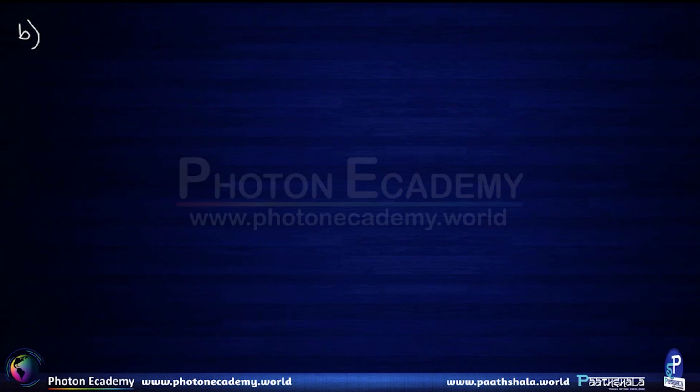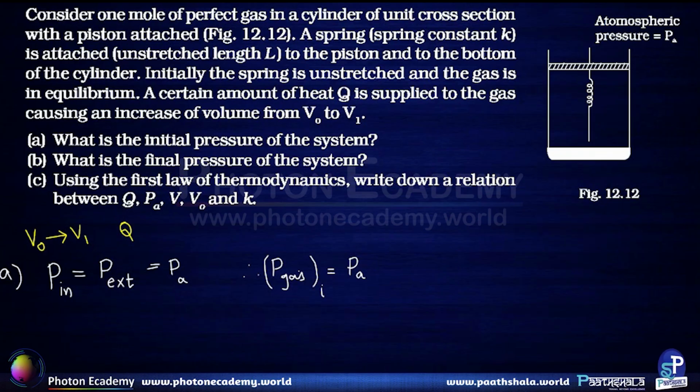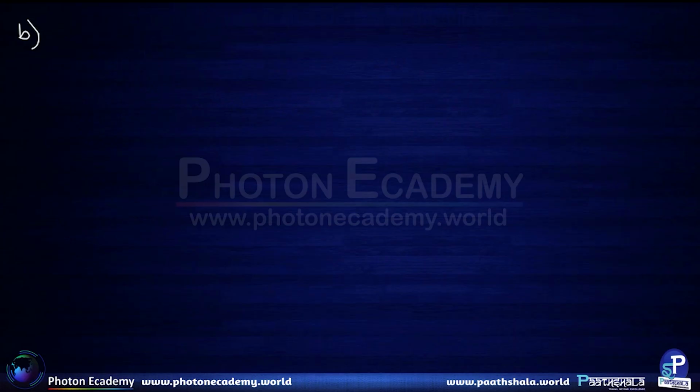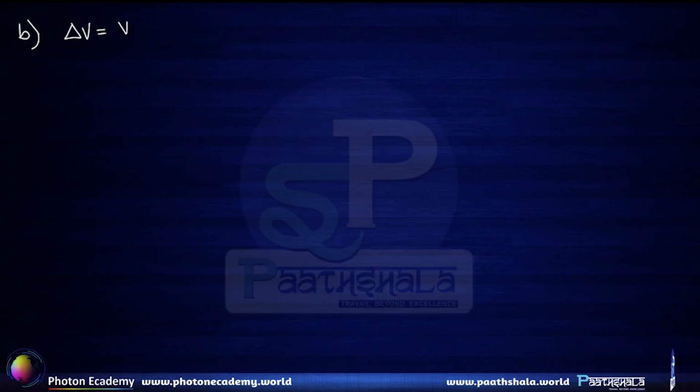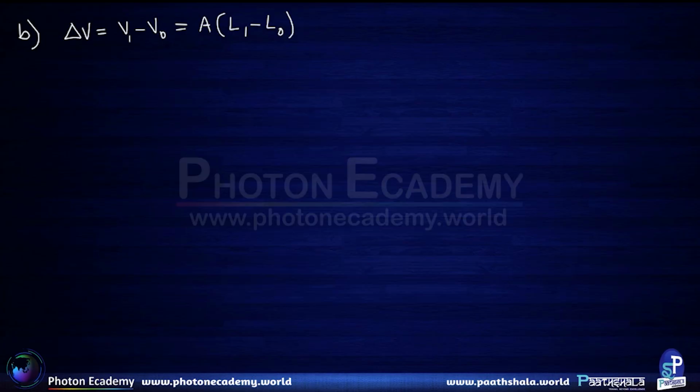Part B. What is the final pressure of the system? It is given that the volume is changed from V0 to V1. So the increase in volume delta V is equal to V1 minus V0, which is equal to area of cross section into the final length of the cylinder L1 minus initial length of the cylinder L0. Area of cross section is 1, so this will be equal to L1 minus L0. L1 minus L0 is a change in length of the spring, so this will be equal to delta L of spring.